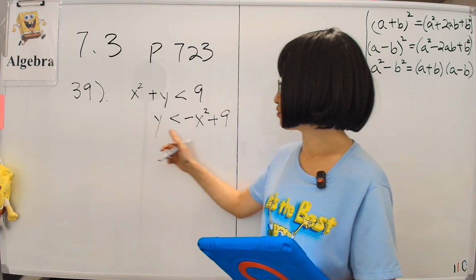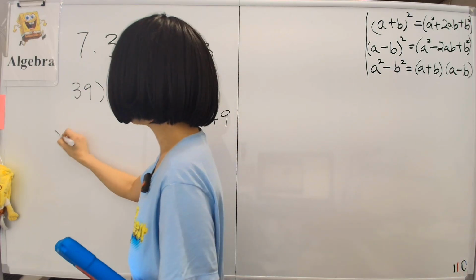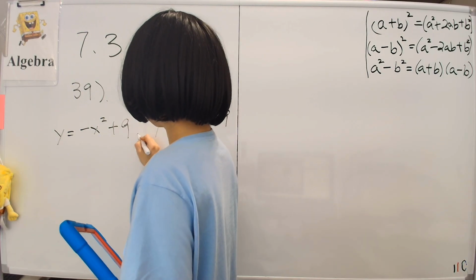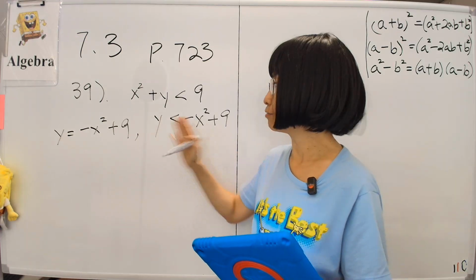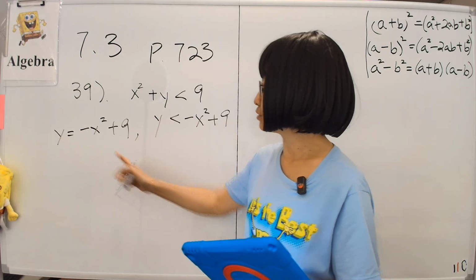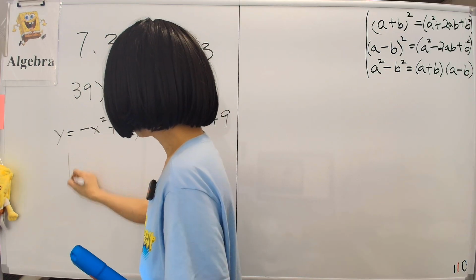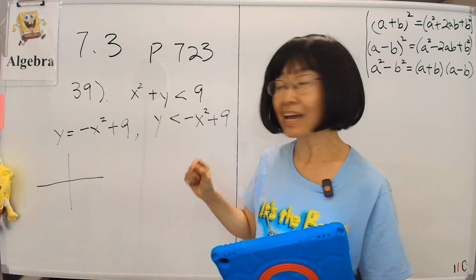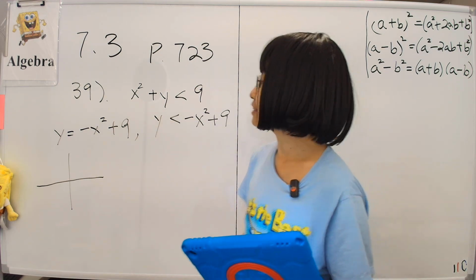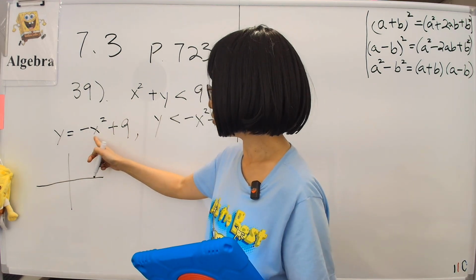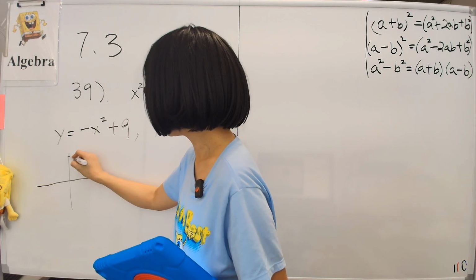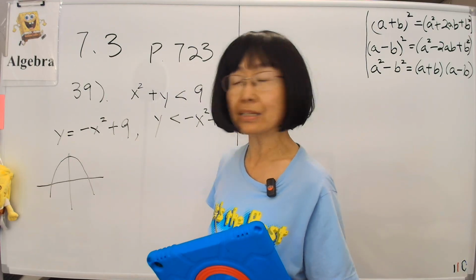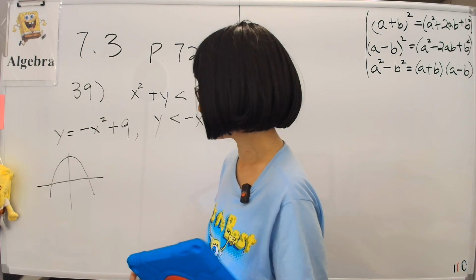Now what we're going to do is first graph y equals minus x squared plus 9. Then we'll figure out which part of it is less than and which part is bigger than. To graph this, we have an upside down parabola, a sad face. When x is 0, y is equal to 9, so it starts up here. So the parabola is an upside down thing that goes something like this. A rough draft is all we need for now.